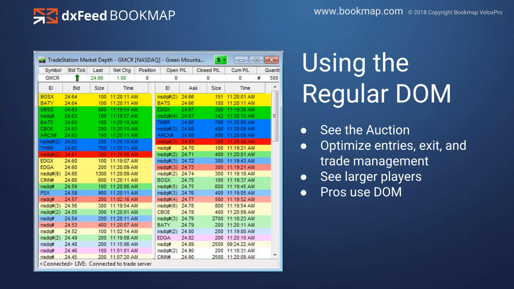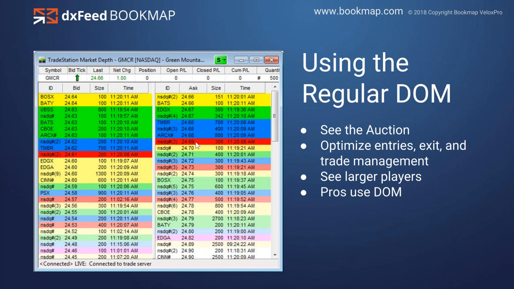Now we're going to go back and revisit a regular dome. We're all pretty accustomed to this. This is Green Mountain Coffee. On this side over here, we see the bid and we see the depth of market at these price levels. These are the liquidity providers and the amount of liquidity they're providing at these price levels. Over here is the ask, and we can see all of the liquidity providers and where they're offering to sell at these areas.